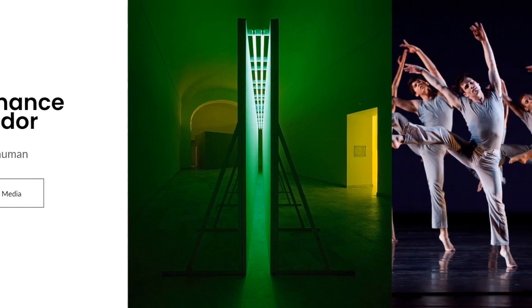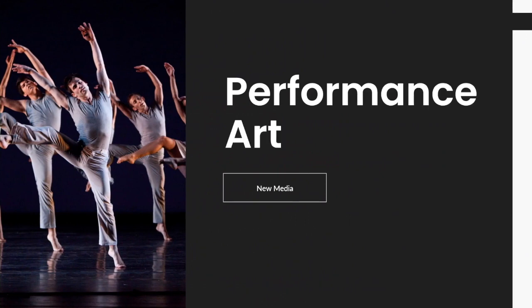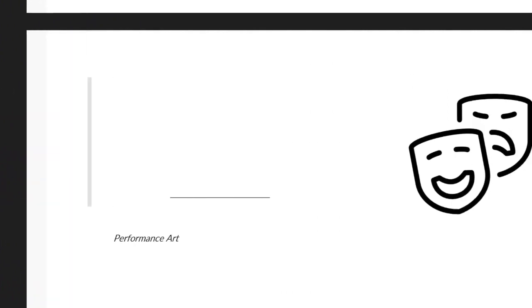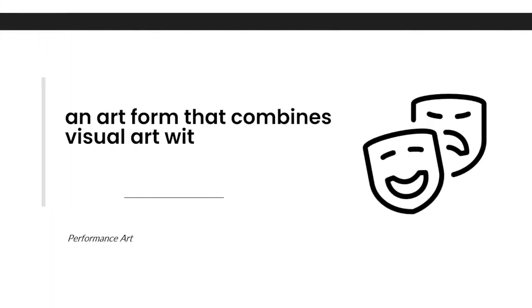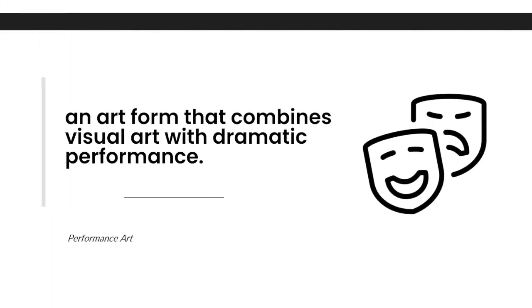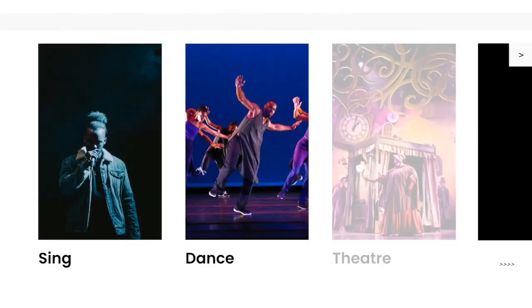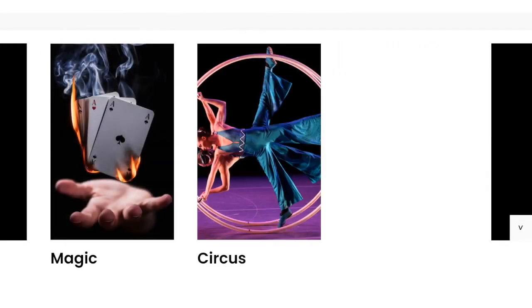Another form of new media is performance art, which is considered eclectic or diverse, since the artists or performers can either perform live or recorded, and they have the freedom to be spontaneous on the stage. Performance art combines visual art with dramatic performance. There are various forms of performance art like singing, dancing, theater, magic, circus, and opera.